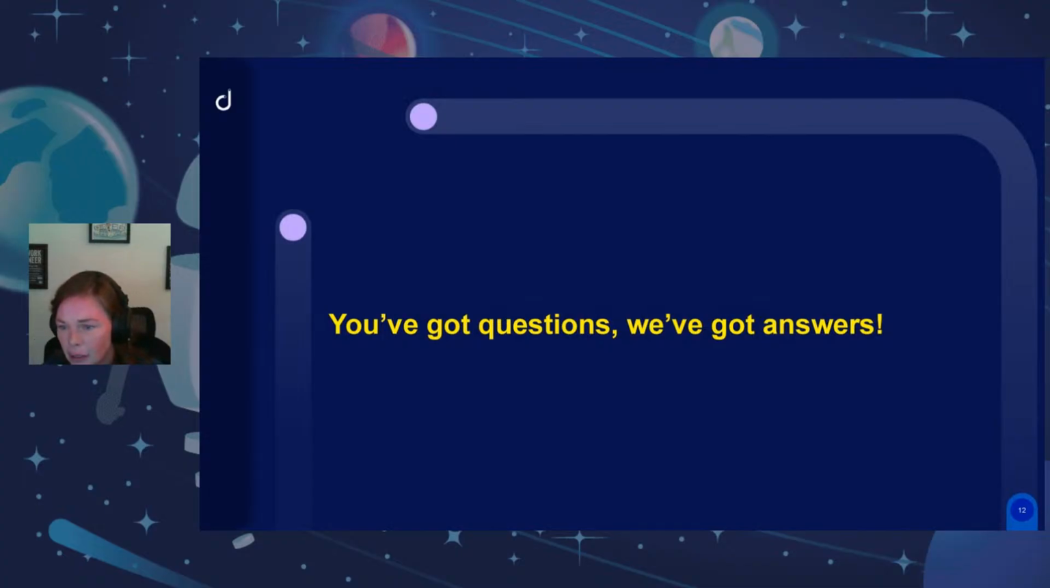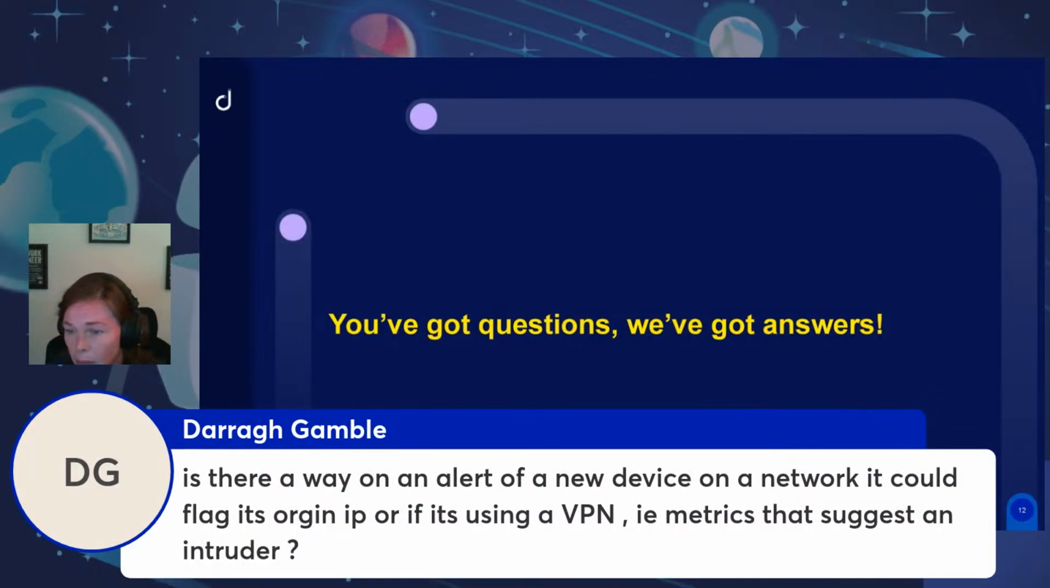Let's see here. If I miss one, please call it out. Is there a way an alert of a new device on a network could be flagged, flagged for its origin IP, or if it's using a VPN, metrics that suggest an intruder? So yes, we do alert you if there is a new one on your network. Where you can take it from there is by actually defining that one, right?